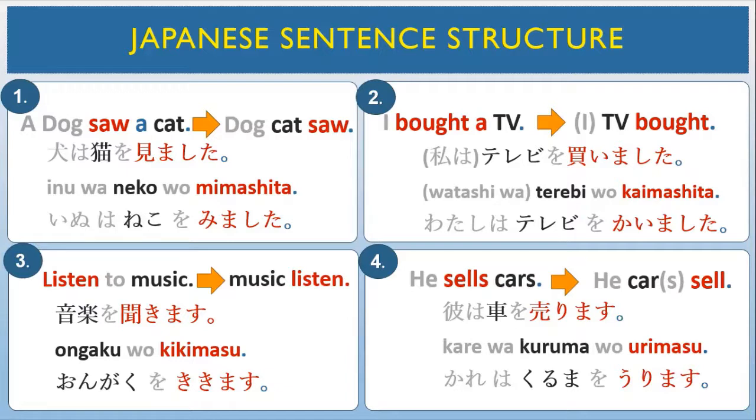彼は車を売ります。So these are the 4 sentence structures. Okay, this is how we speak in Japanese. All right. So we just had an overview of the Japanese sentence structure. We'll cover more in future classes. So now let's go to the next topic.